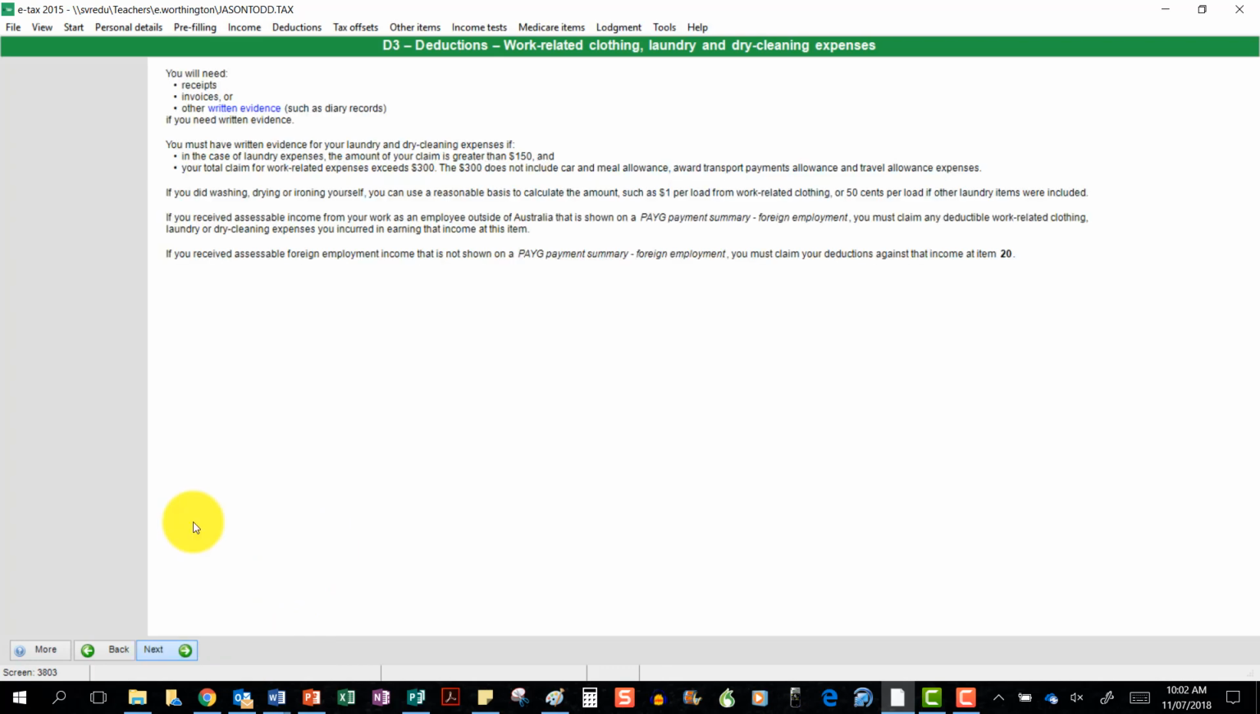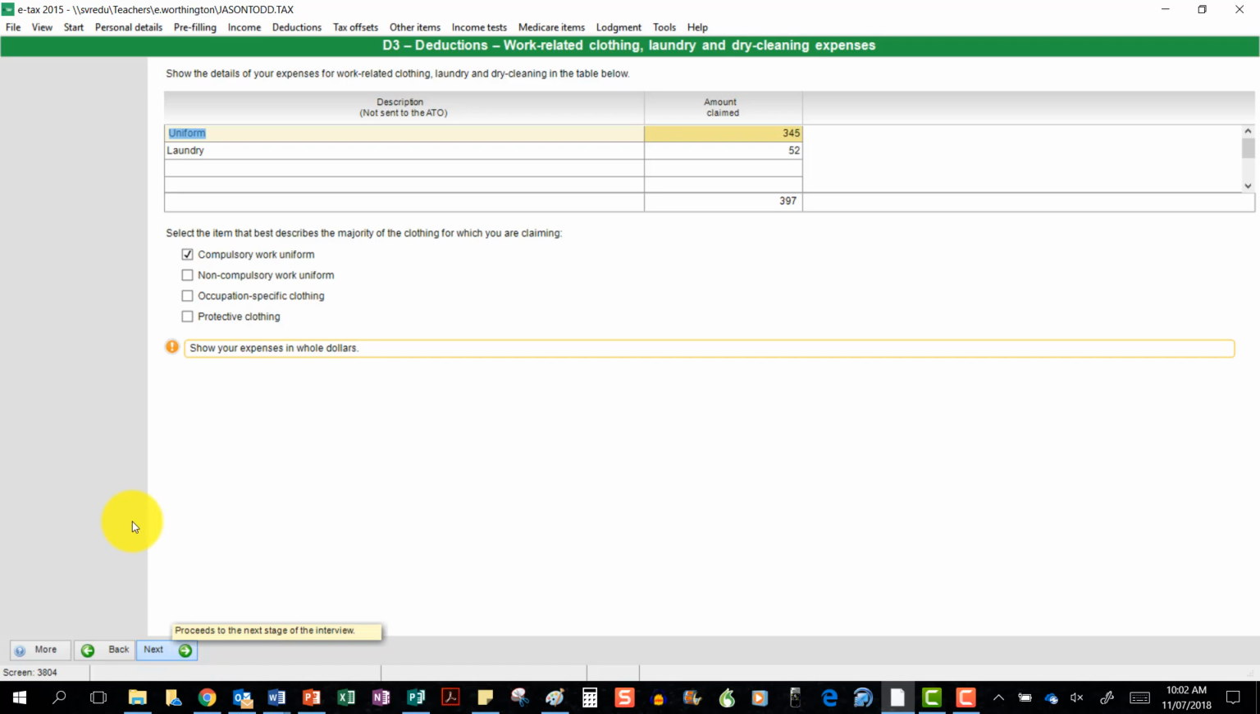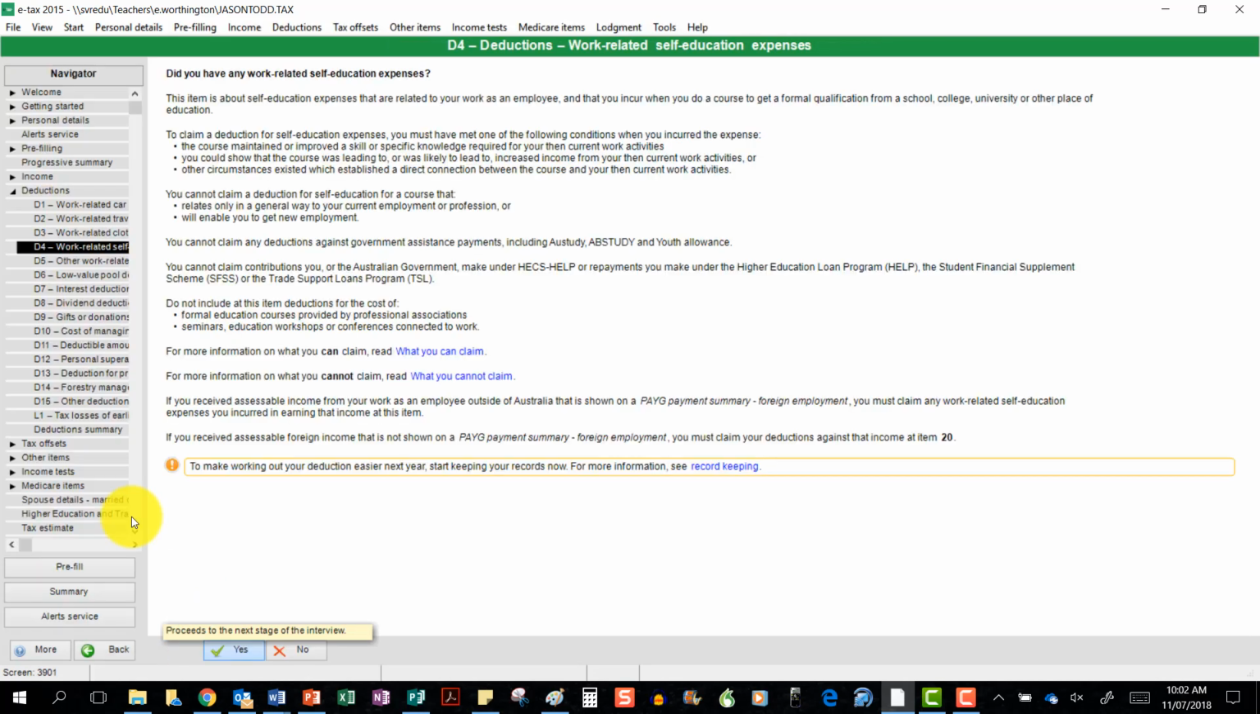and have a look. Now obviously it's telling you need some receipts. Yep, we've got this information. He had a uniform, which he paid money for, and laundry for $52. So we can put that in. And you have to pick one of these. Well, let's just say it was a compulsory work uniform that he had to buy.